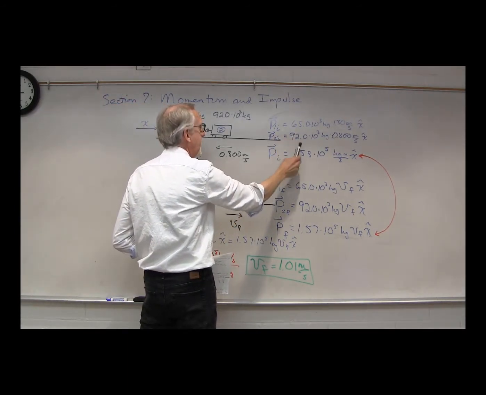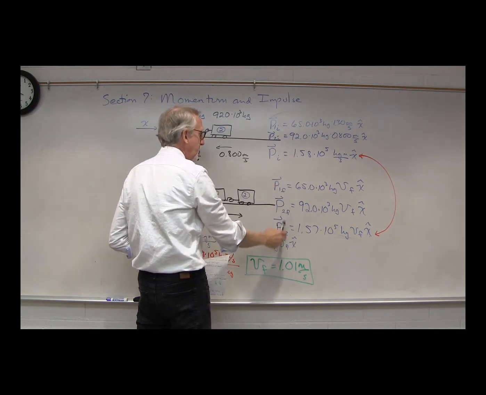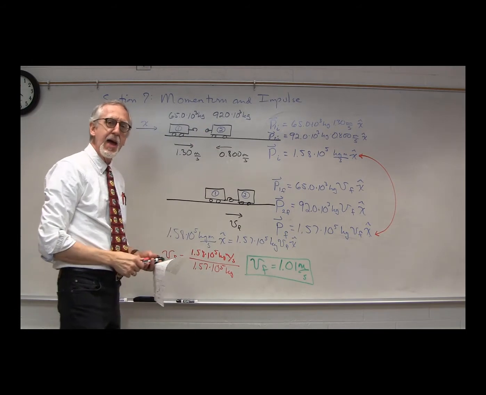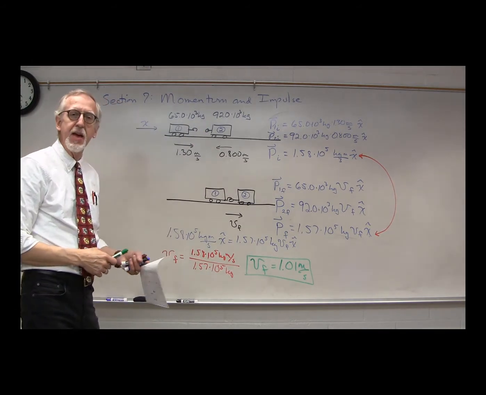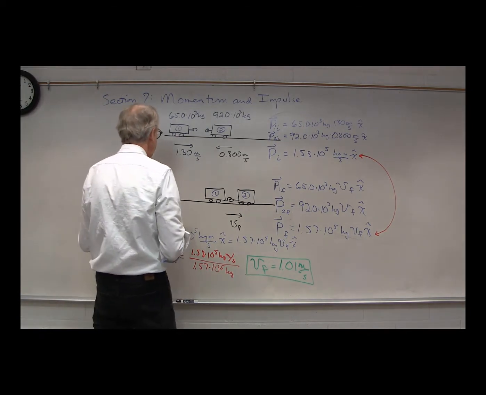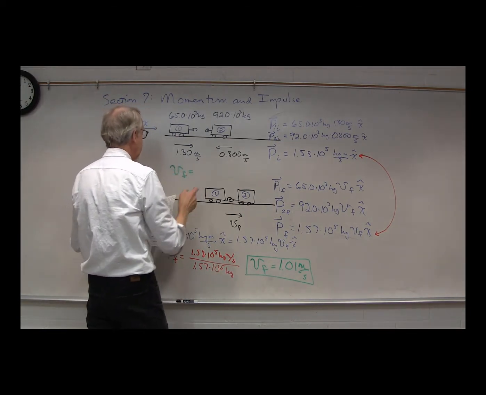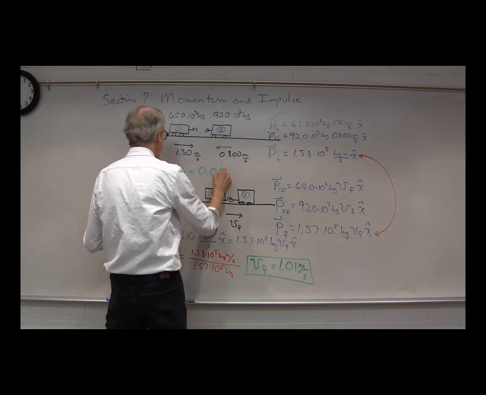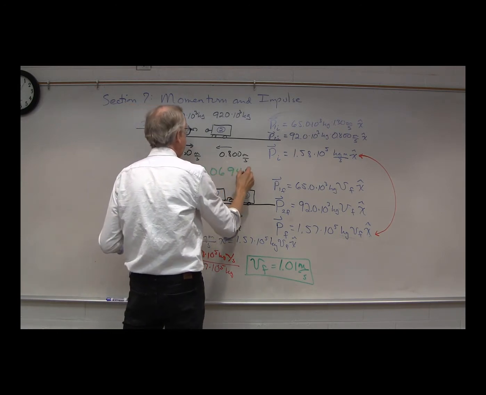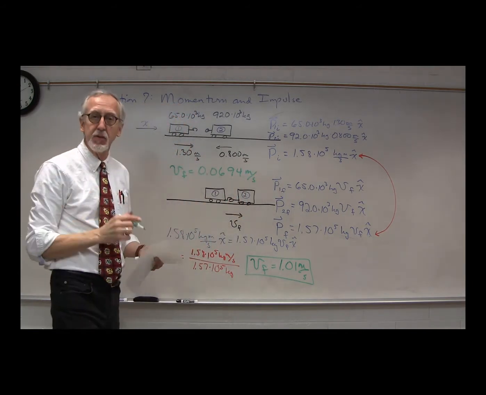You'd add these together, you'd get a different quantity here. Down here, you'd go through this. What kind of answer would you get? Well, see if you can figure this out. It turns out that your final speed would actually be 0.0694 meters per second. See if you get that result.